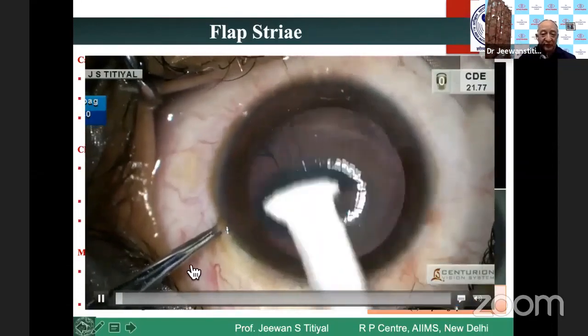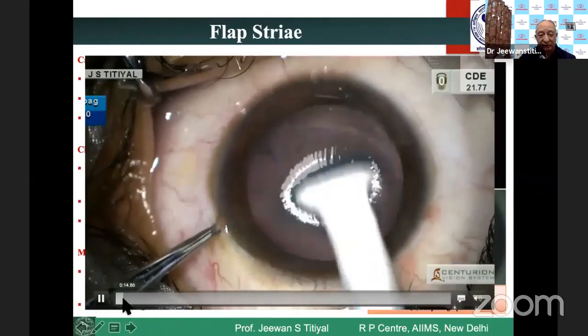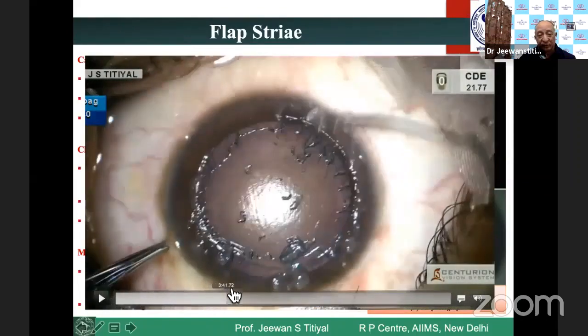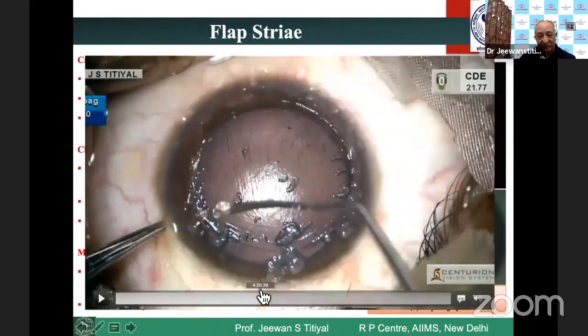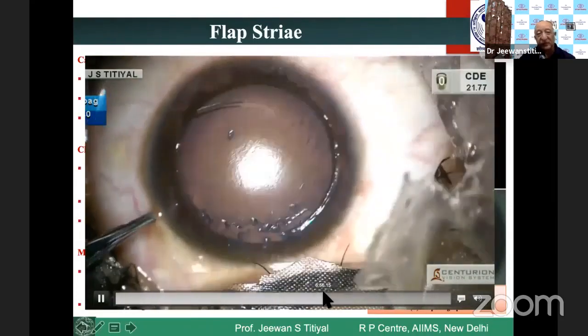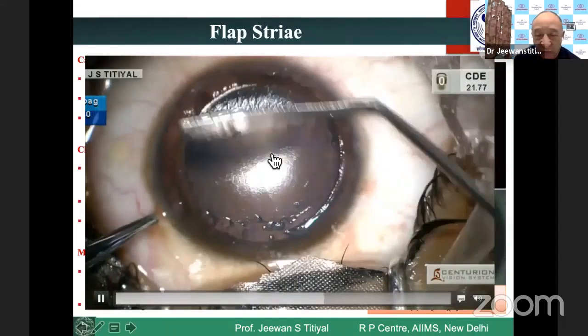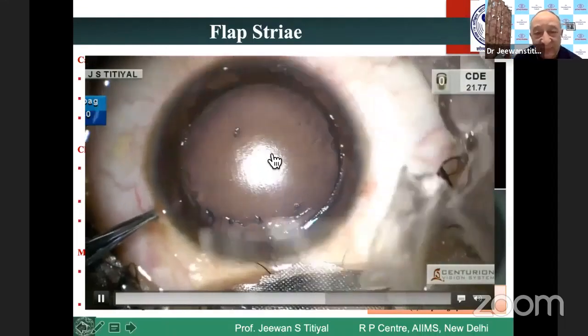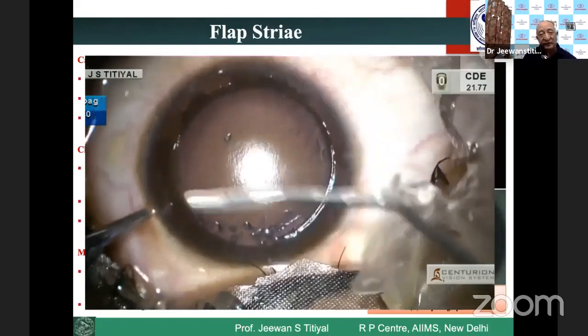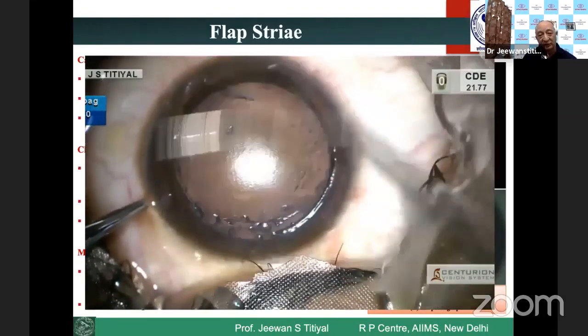The first thing in such cases is to remove the epithelium from the surface. You can see I'm removing the entire epithelium. Don't dislodge the flap at this stage. Remove the epithelium almost the entire 360 degrees. Once you remove the epithelium, you can iron out the flap from the external surface if it is within the first 24 hours. But if it is after 48 hours, it's very difficult to get rid of these folds.